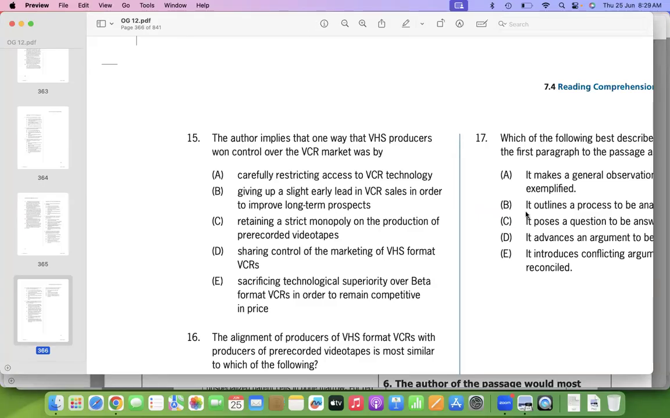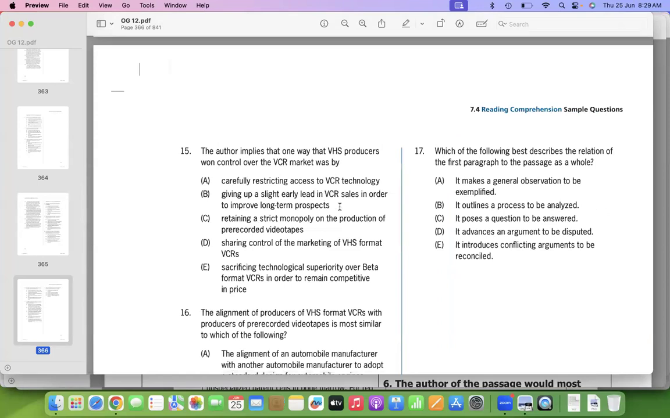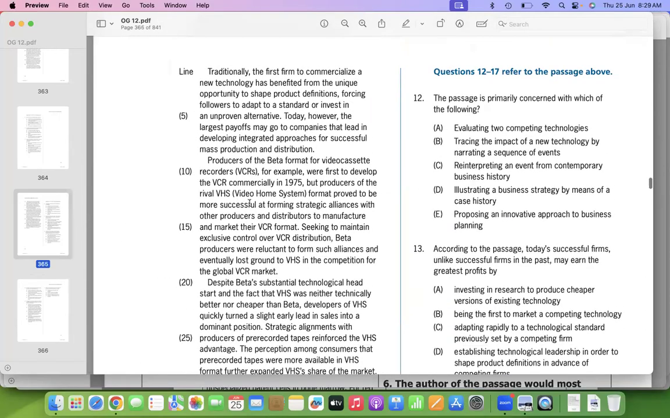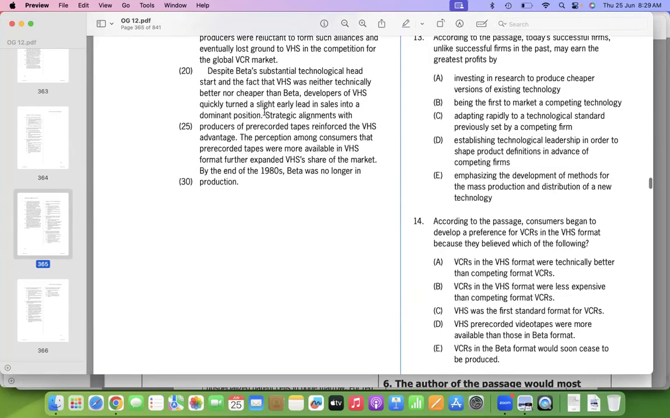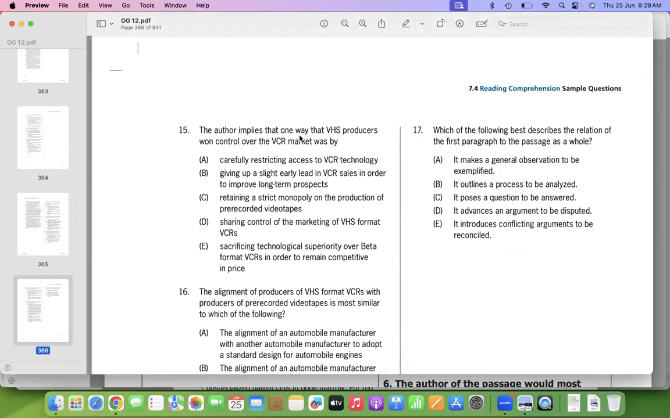Let's see your answers. You all gone with D? There are two clear markers here. And yesterday I told you that plans and proposals, strategies, these are important keywords. There are two strategies here. Strategic alliances with other producers and distributors to manufacture and market their VCR format. And the other one refers to the perception of the customers. So one of these has to be the answer, which is why D.